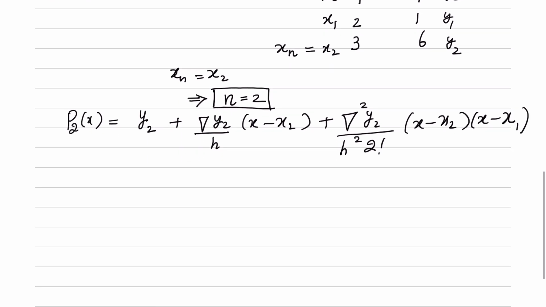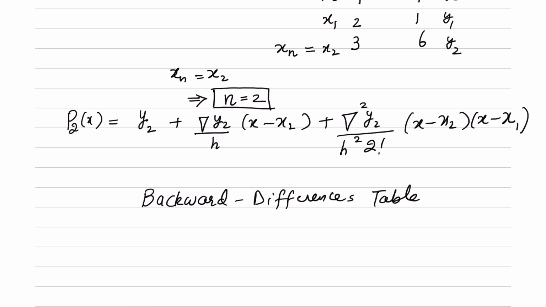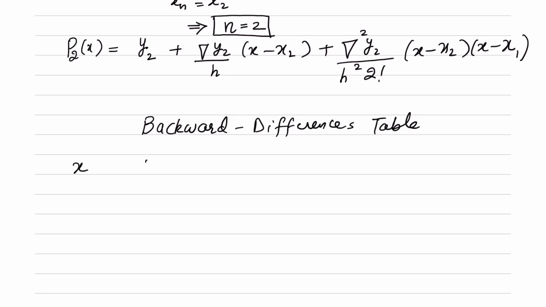So now we have to plug in the values of backward y2 and backward square y2, these differences. So we will have to construct the backward differences table. In the backward differences table, we have x values, y values. X values are 1, 2, 3, y values are 4, 1, 6. Let's construct the differences. Arrow between these two terms, 4 and 1. So you calculate 1 minus 4, which is minus 3.